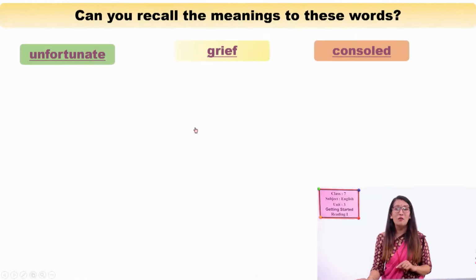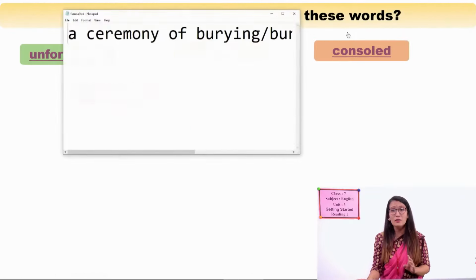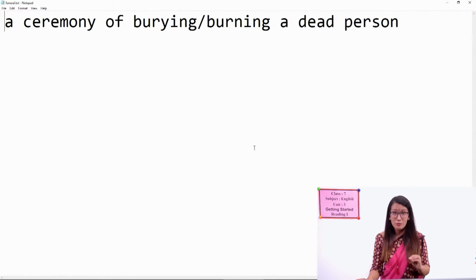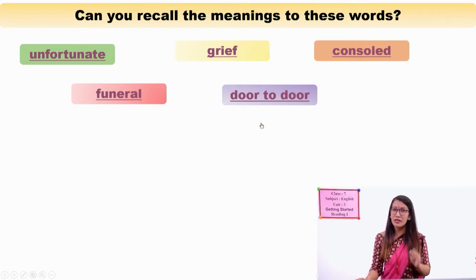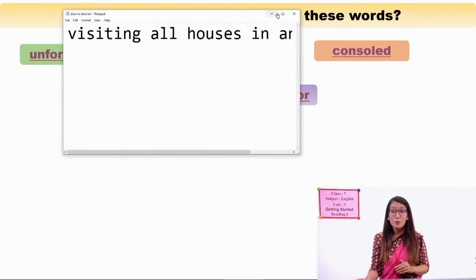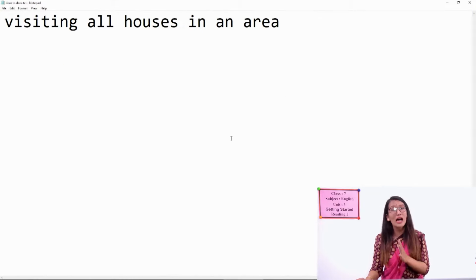Now next word is funeral. What is funeral? Funeral means a ceremony where we bury or burn the person who has died. Did you understand? When somebody dies, some people bury, some people burn. That ceremony is called funeral. Now, next word is door to door. Door to door means going visiting all the houses in an area. Door to door, all the houses.